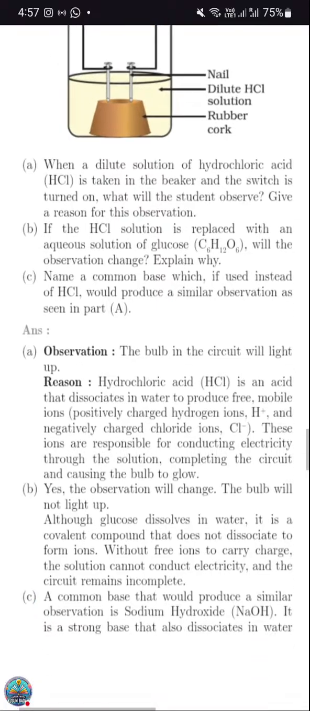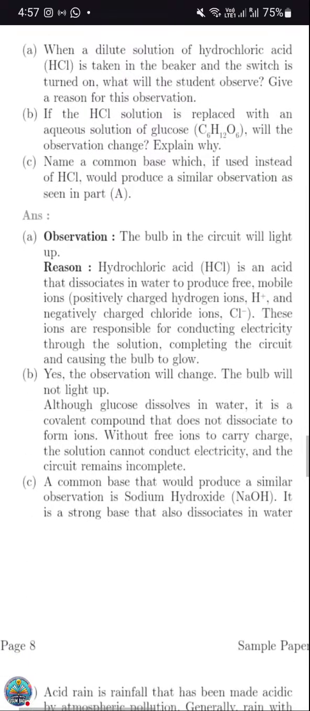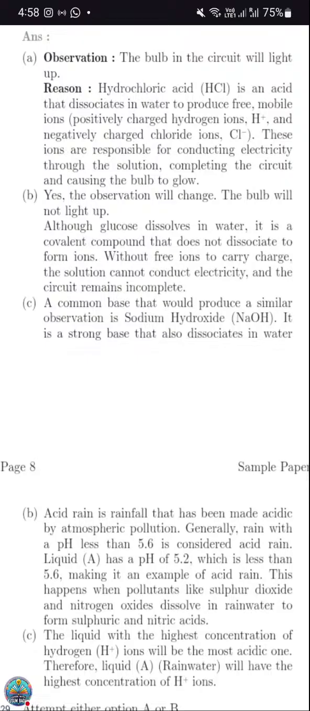So let's discuss the answers now. Observation: the bulb in the electric circuit will light up. Hydrochloric acid is an acid that dissociates in water to produce free mobile ions. So here, when HCl is taken, HCl will dissociate. The bulb will glow as it conducts electricity. You need to write that HCl will split into its ions, H plus and Cl minus, in aqueous solution. These ions are responsible for conducting electricity through the solution, completing the circuit and causing the bulb to glow.